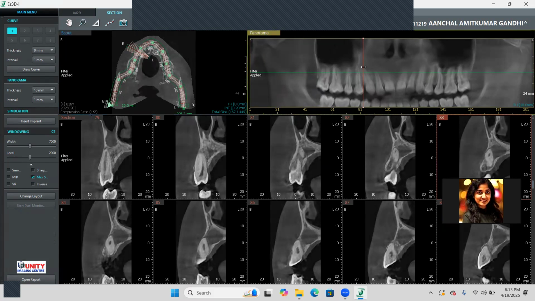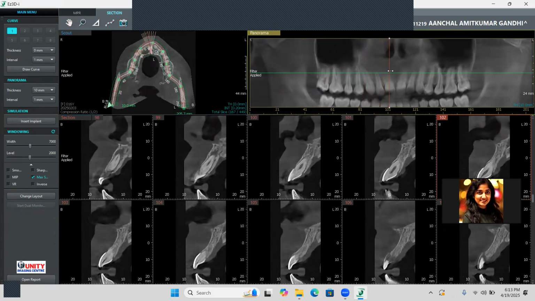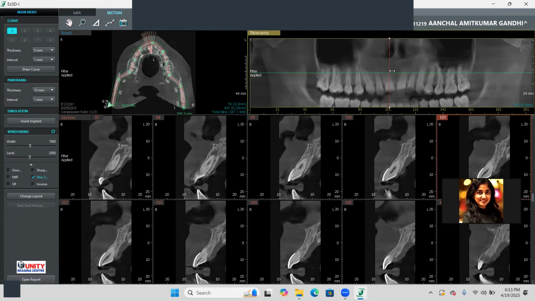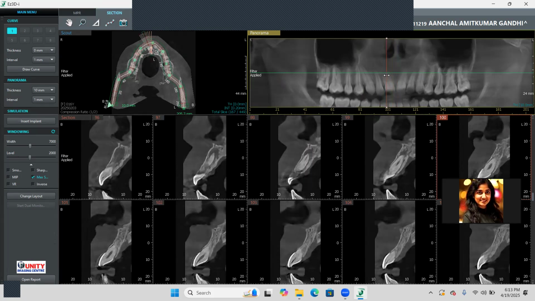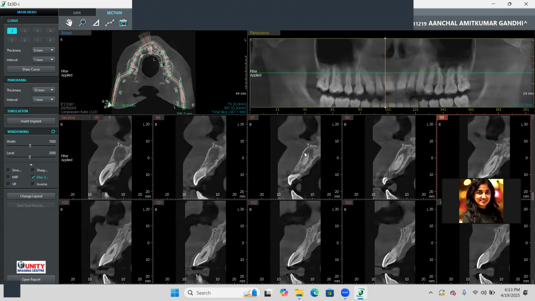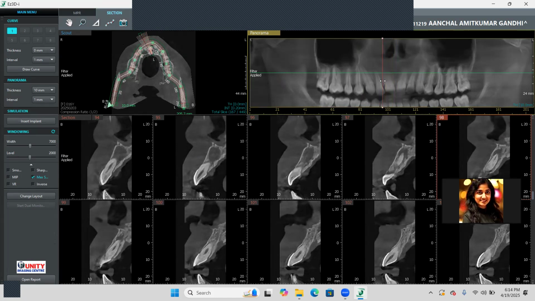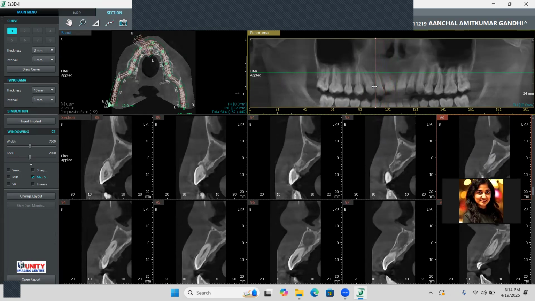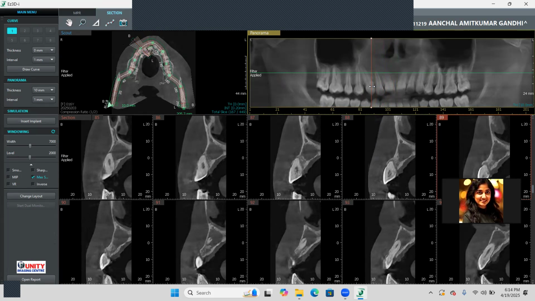Okay, it has a radicular cyst, I guess. Yes. Can you see in front? This is a radicular cyst. It's not that big, small though. But you can see it has caused slight expansion and thinning of the labial plate. You can see it's starting from the right maxillary central incisor, and then it is extending till the lateral incisor.